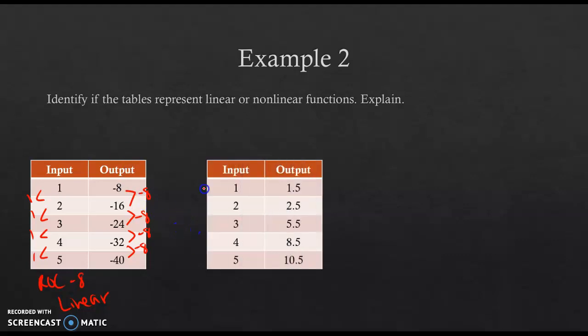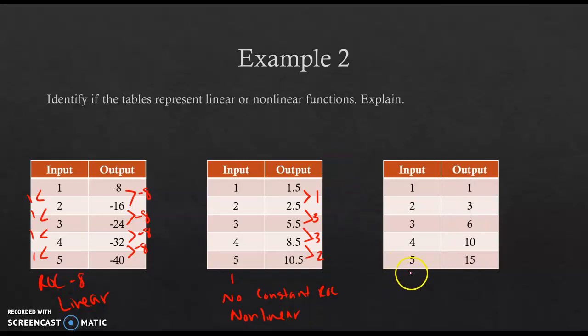All right, next one. Again, our inputs are changing by 1 each time. Our output, 2.5 minus 1.5 is 1. 5.5 minus 2.5 is 3. 8.5 minus 5.5 is 3. And 10.5 minus 8.5 is 2. So now no constant rate of change. So therefore it is nonlinear.